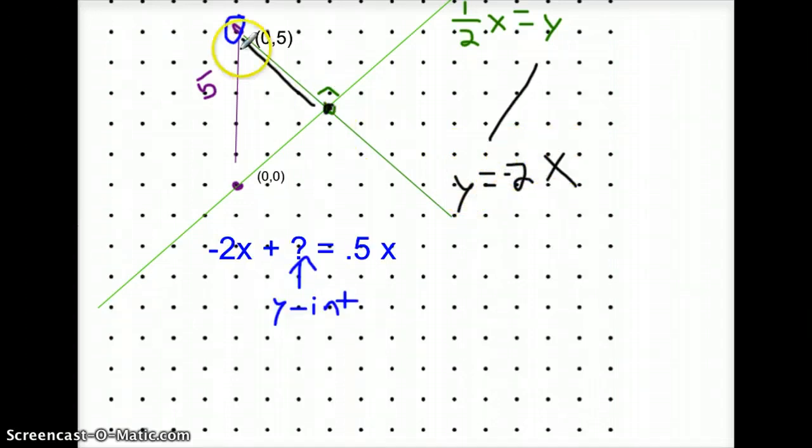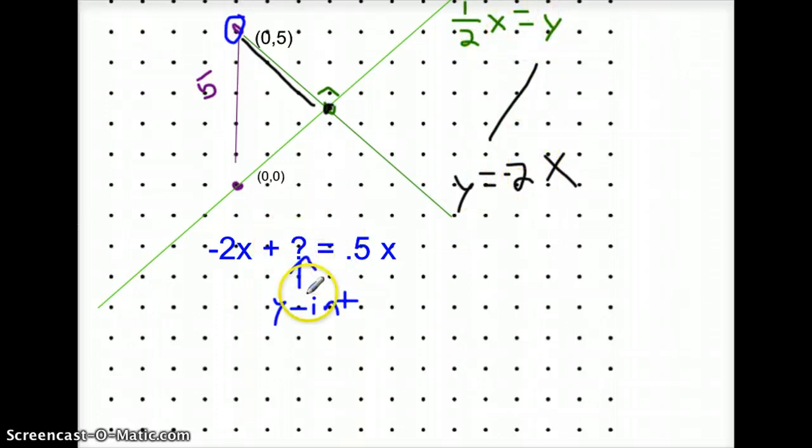Next, I want to set these two equal to each other so I can find what this point is. So I have -2x plus my y-intercept, which I don't know, equals 1/2 x. And you can see I made the y's, I set this part equal to this part.